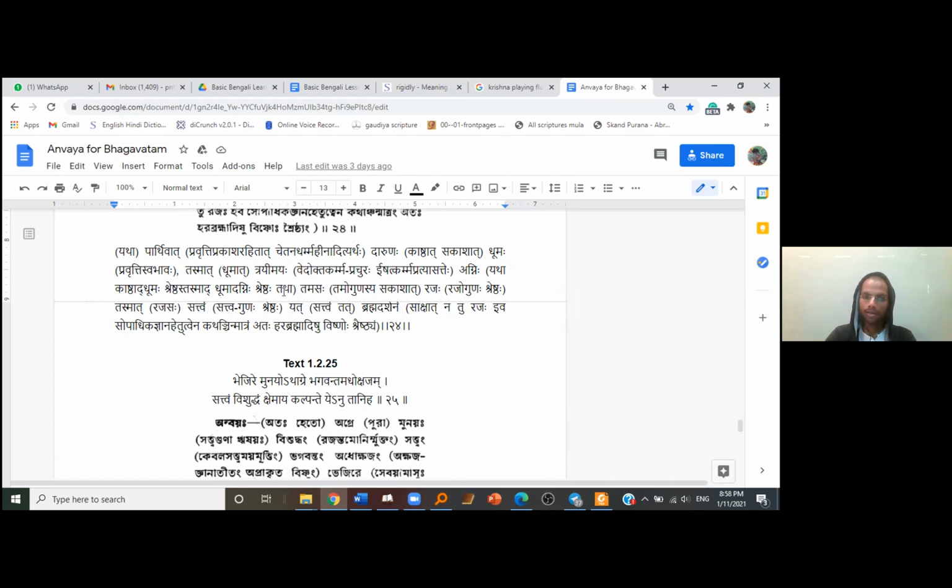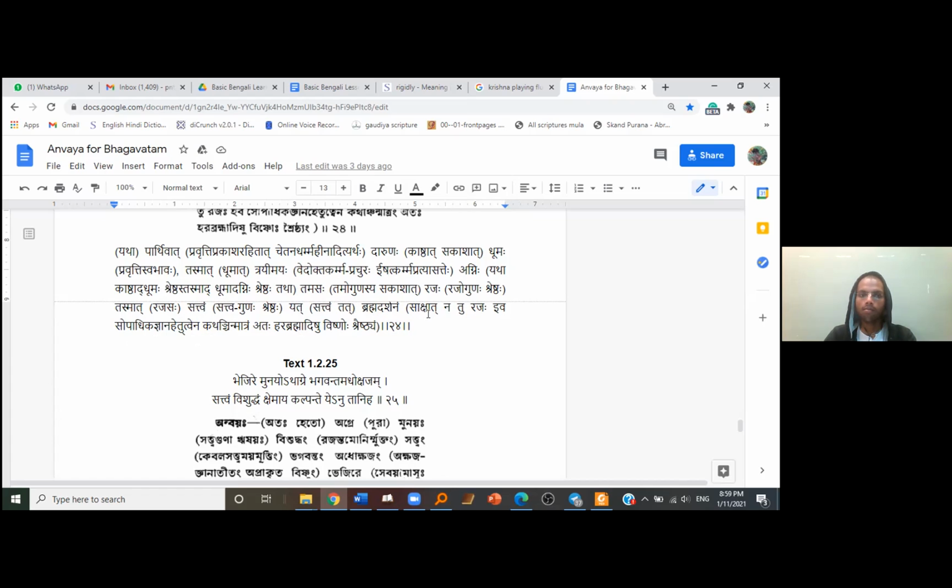Similarly, Tamasaha Rajaha. From Tamoguna, Rajoguna is Shrestha. Tamogunasya Sakashat, in front of Tamoguna, Rajoguna is Shrestha. And Tasmat, from Rajoguna, Sattvaguna is Shrestha. Yat, because Sattvam Tat Brahma Darshanam. Just as Agni results in the performance of the Vedokta karma, similarly Sattvaguna results in Brahma Darshanam, which means Sakshat na tu rajah iva sa upadhika jnana hetutvena kathanchin matram atah hara brahmadishu vishnoho shreshtyam.